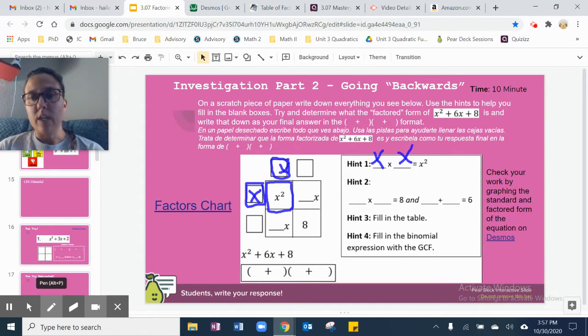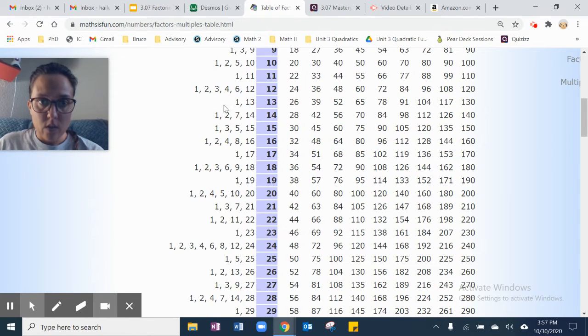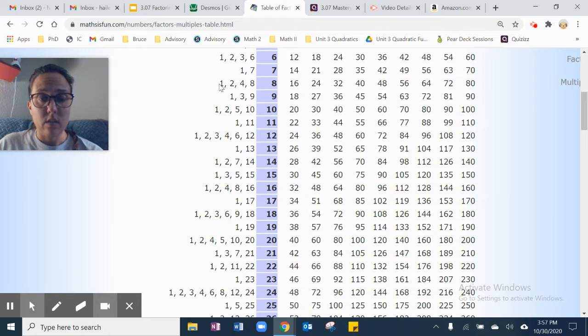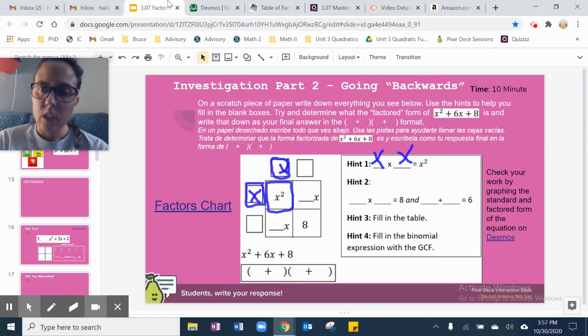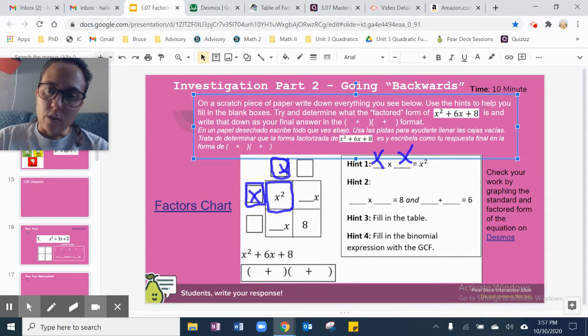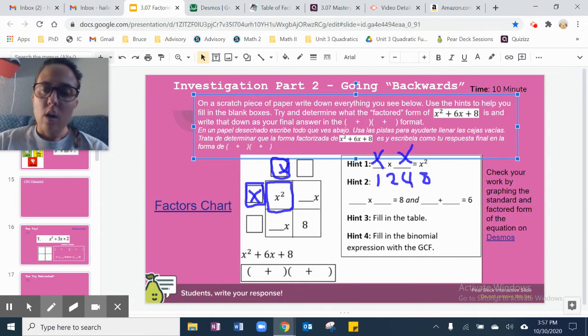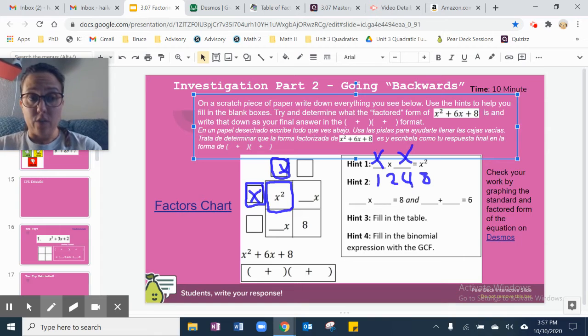Hint number 2, what times what equals 8 and what times what equals 6? So I'm going to look at my factor chart. If we're doing multiplication for 8, because I said what times what equals 8, we have 1, 2, 4, and 8 to choose from. Okay, so of these factors, this is what we have to choose from.